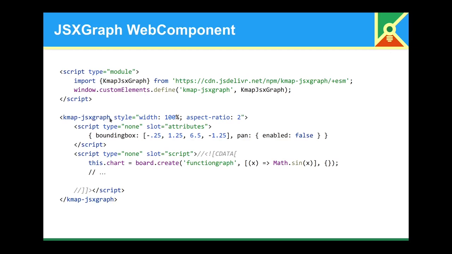It expects two slot elements. The first one is the attributes slot. There you provide the attributes for initialization of the board. And the second one, well, it's a script where you build up your JSXGraph components. I can show you this in action.